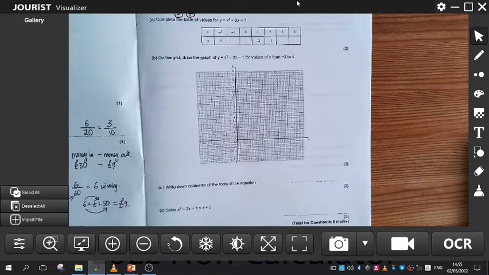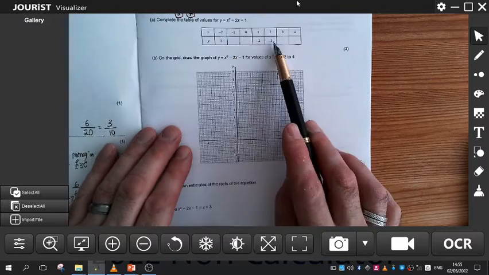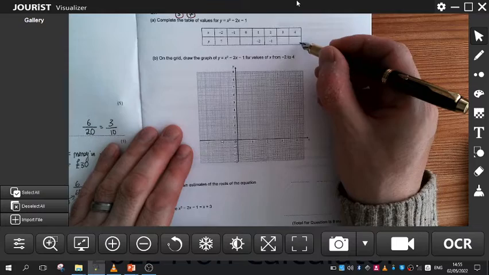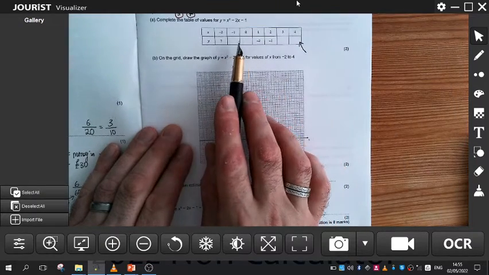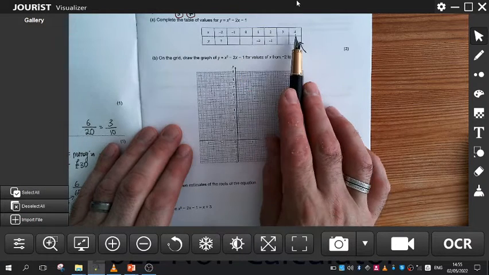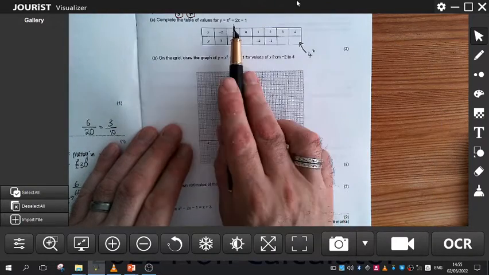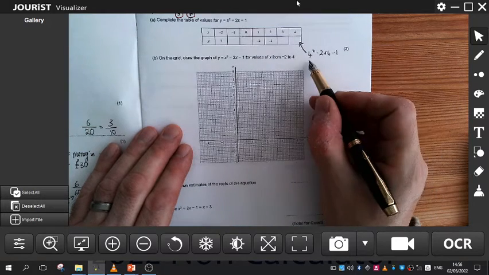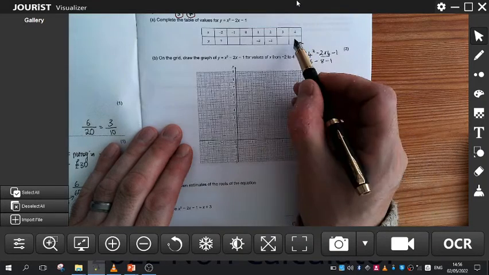8 marks. Looking to complete the table of values, some numbers are obviously easier than others, so I would start with the easier numbers. I'd be tempted to start with the positive 4 and work backwards. Negative numbers are often quite tricky to deal with, and there are other ways of getting around them. X is 4, so y is 4 squared minus 2 times 4 minus 1. 4 squared is 16, minus 2 times 4 is 8, minus 1 gives me an answer of 7.